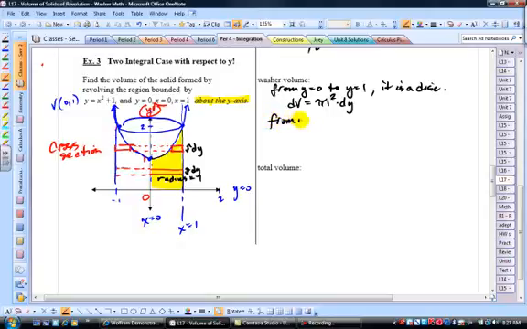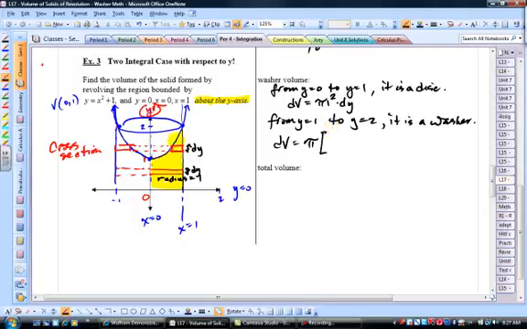So from y equals 1 to y equals 2, it is a washer, the cross section that is. Okay, now because of that, our disk with a hole in it, or washer, volume is found by taking pi times big R squared, the outside radius, squared, minus little r squared, the inside radius, times its thickness.